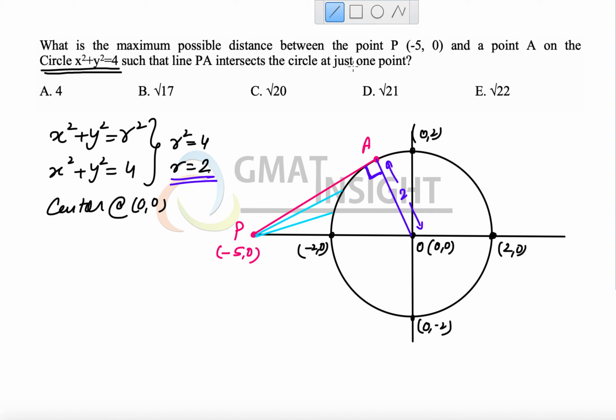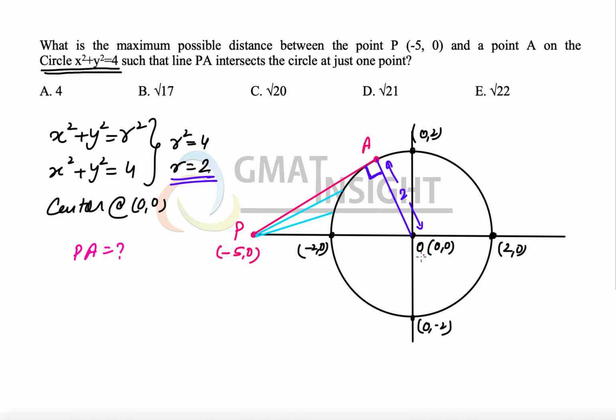Now PA intersecting the circle at just one point is confirmatory enough for us to understand that this PA is tangent to the circle, because only a tangent touches the circle at just one point. Now the question is, what is this distance? That means now we have to find out the length of PA.